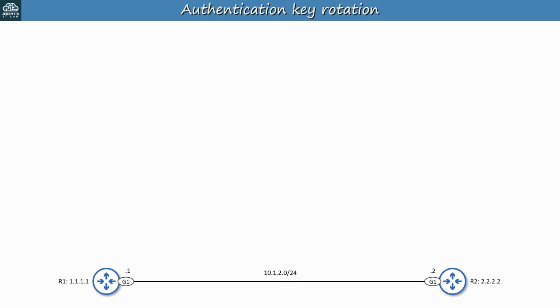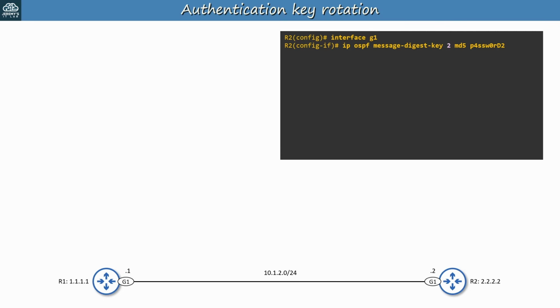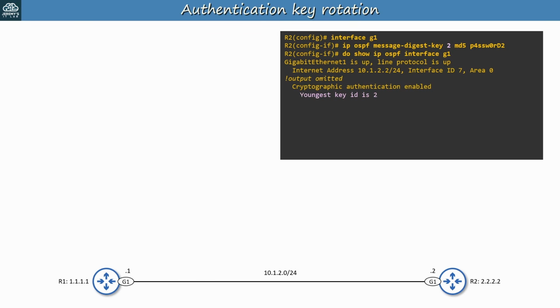Let's finish the process by configuring key 2 on R2 now. I configured key 2 on R2 with the same command as R1. Make sure the key ID and the key itself match. Here's the output of show ip ospf interface. It says youngest key ID is 2, as expected.